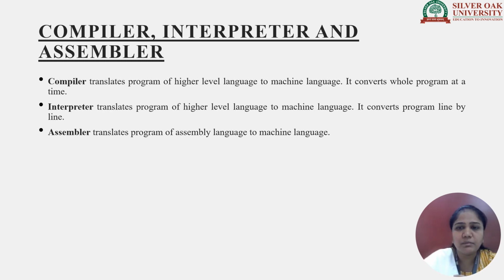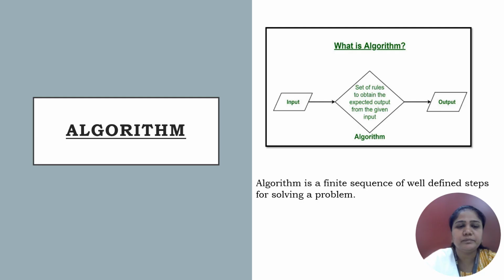Interpreter is also doing the same thing. It is also converting the higher level language to the machine level language, but line by line. For example, Python. In Python, we have the interpreter. What it simply does is first check the first line and convert it into the machine language. If it is okay, it goes to the second one and so on. While in the case of C, what happens? The whole program at a time is compiled into the machine level language. And the third is the assembler. It translates the program of assembly language into the machine language. Assembly languages are converted into the machine language with the help of an assembler.